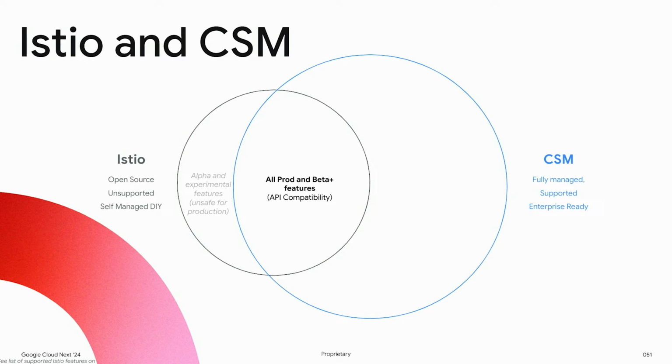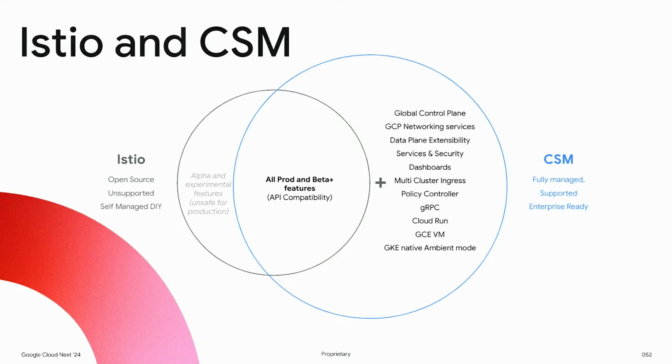So there's an overlap, right? We provide API compatibility between the two, so you still get the portability, and we have all the features that are supported. But what we're really focused on are these enterprise-grade features that everybody is really wanting, right? So a globally scalable control plane that is at the scale of Google's load balancers, our GCP networking integration that Chris has been talking about, a data plane extensibility solution that we just went through, other integrations with CloudOps, the pre-built dashboard, so you don't even have to worry about it. You can just simply set SLOs and alerts and go about your business. Multi-cluster ingress and multi-cluster gateway support, policy controller integration with our managed gateway, multiple runtimes and data plane modes that we're introducing with gRPC and Ambient, and so on and so forth.